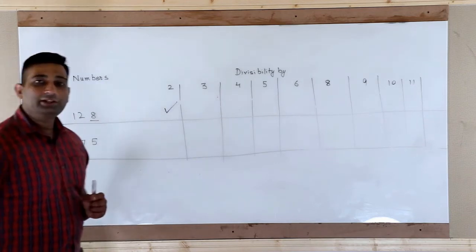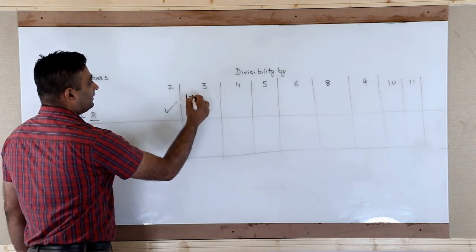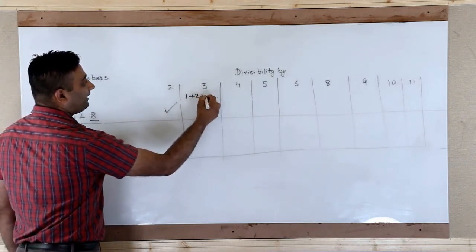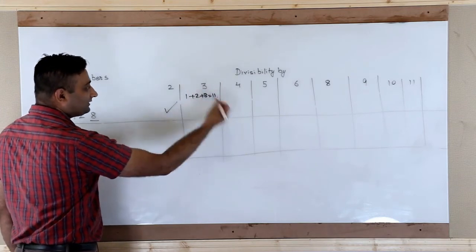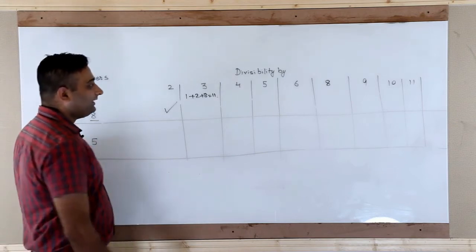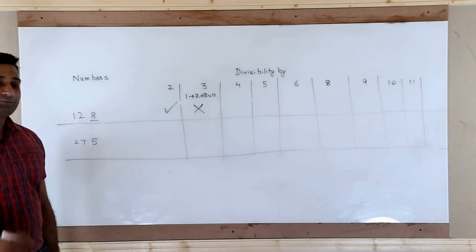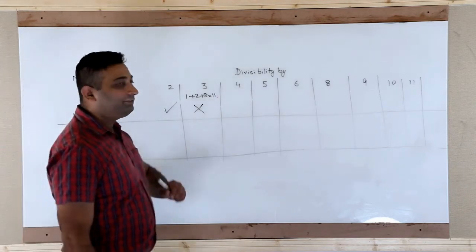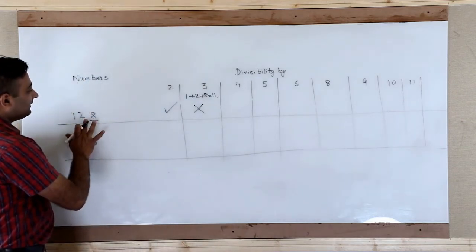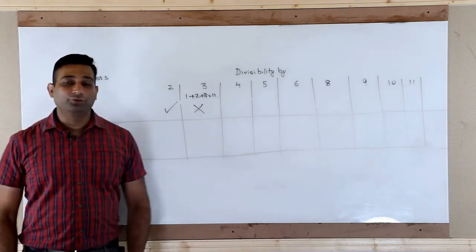To check the divisibility of a number by 3, we have to add the digits of that number, that is 1 plus 2 plus 8, and check that the sum is divisible by 3 or not. In this case, it is not divisible by 3, hence the number 128 is also not divisible by 3. To check the divisibility of a number by 4, we just have to check that the number's last two digits are divisible by 4 or not.